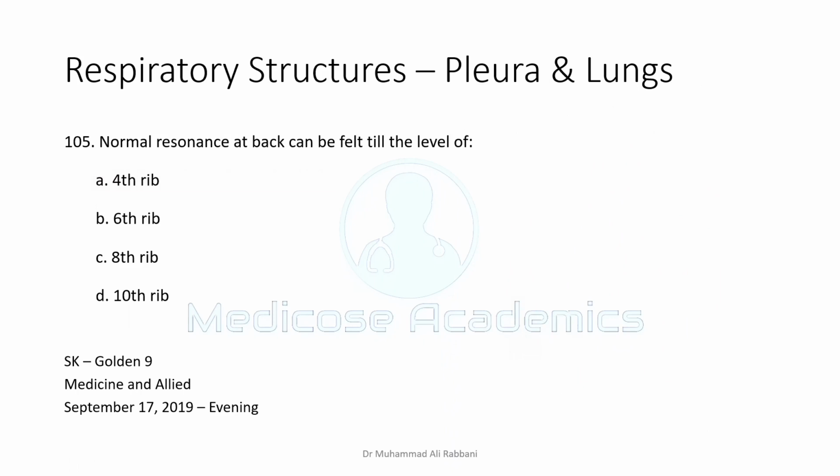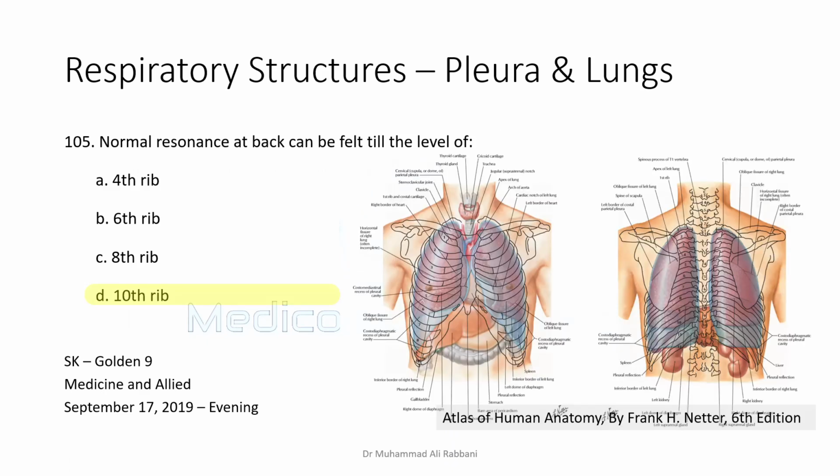The normal resonance at the back of the neck can be felt at the level of... So here in this particular question, the correct answer is T10, 10th rib. For this question, you should have a very good knowledge about the surface anatomy of the lung. For the purpose of the CPSP examination, you don't need to memorize the whole surface anatomy, but you must be very careful and very clear about the lower margin of the lung and lower margin of the pleura. So here we see the lower margin in three lines: in the mid-clavicular line, in the mid-axillary line, and just on either side of the vertebral column, or paravertebral, or you can say in the back.